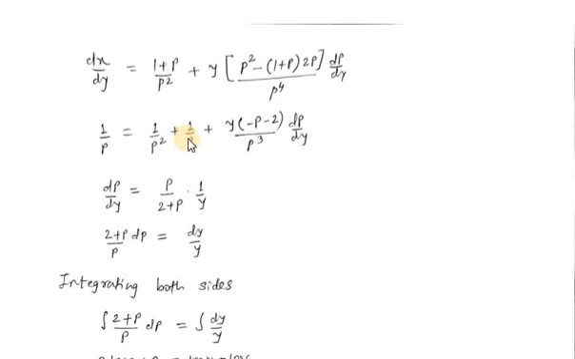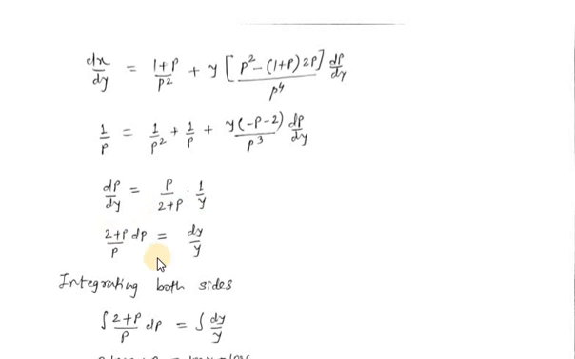Now 1 by p will cancel out. We have dp by dy equals to p over (2 plus p) into 1 over y. We have simplified this term and this term only by taking p cube LCM. After simplification, we will get this result.